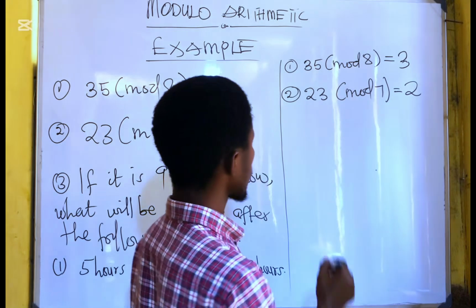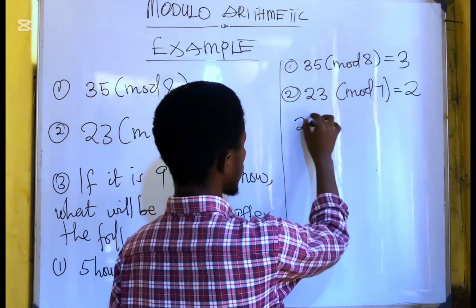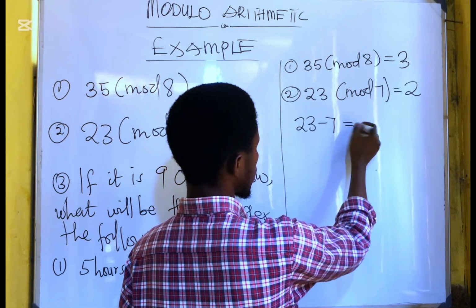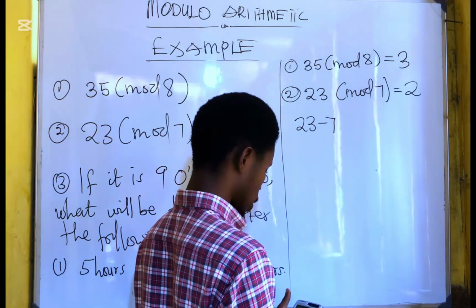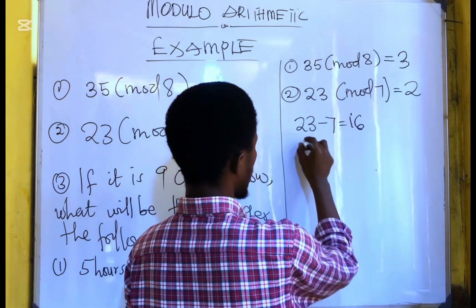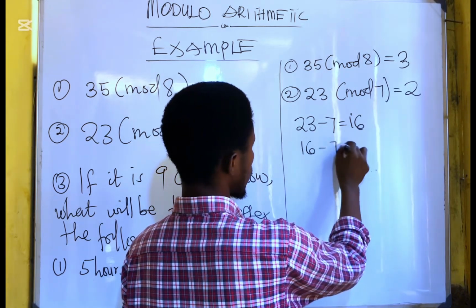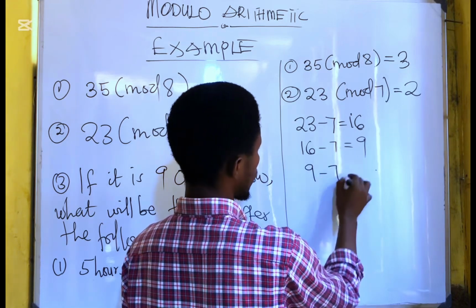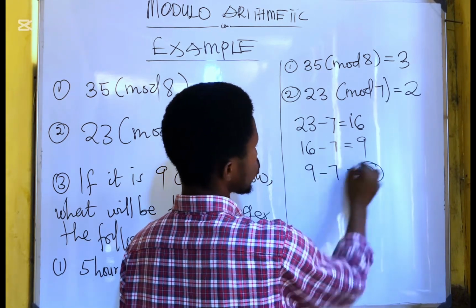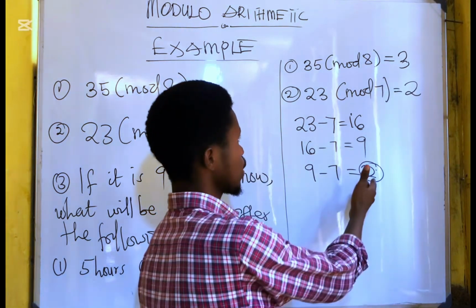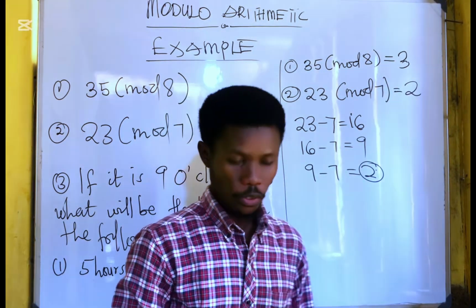Is that okay? Alternatively, you can do this as 23 minus 7. So 23 minus 7, we have 16. Then you come and pick 16 minus 7. Is that okay? We have 9. Then 9 minus 7, we have 2. So this 2 here is less than the mod. So the answer is 2. Is that okay? Very good.